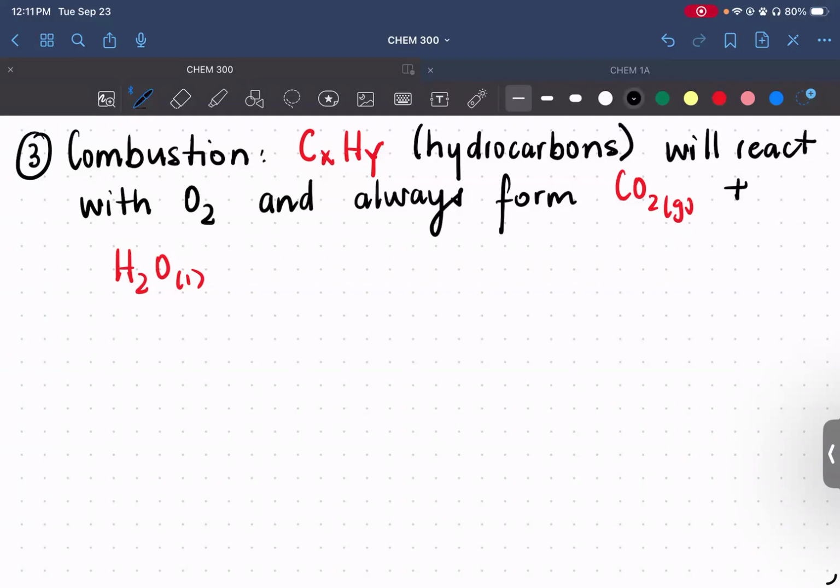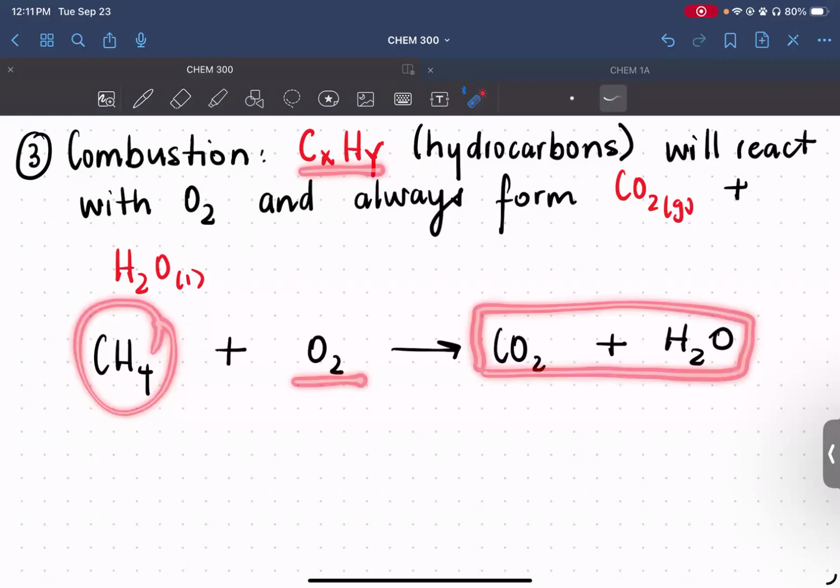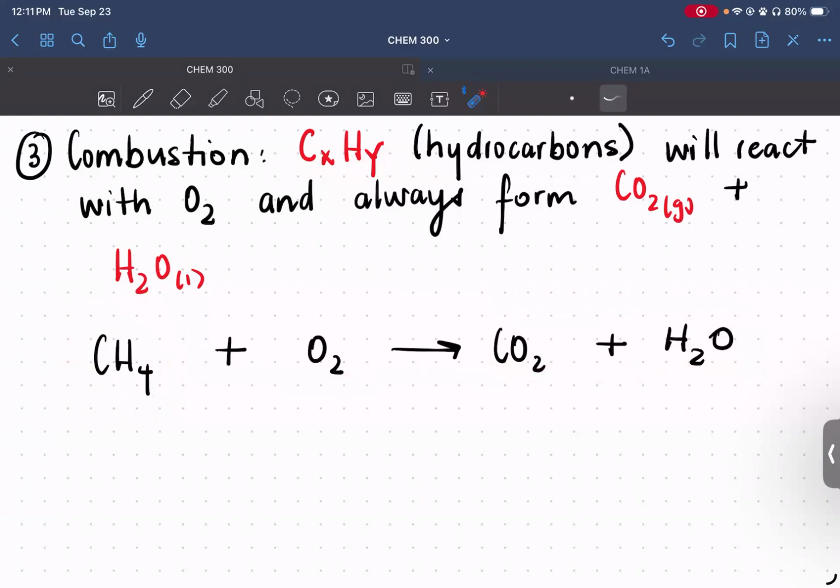I could, for example, just write CH4 added to oxygen gives us CO2 plus H2O. No rhyme or reason needed. Why? Because I've recognized that I have a hydrocarbon, CxHy. It reacts with oxygen, so it will always form CO2 and H2O. Of course, this isn't a complete reaction. We need to balance it. We also need state symbols.